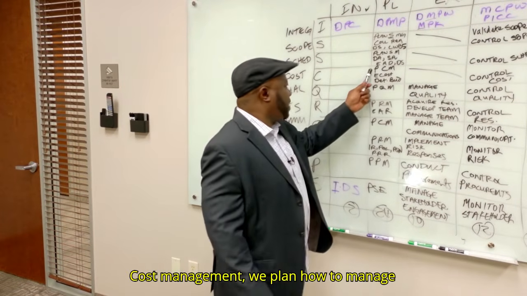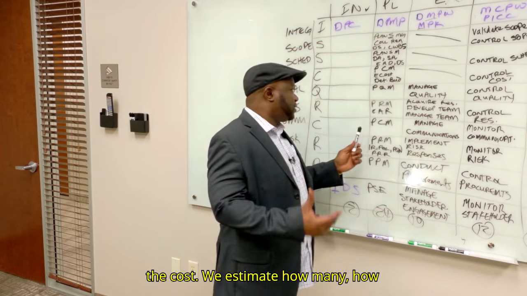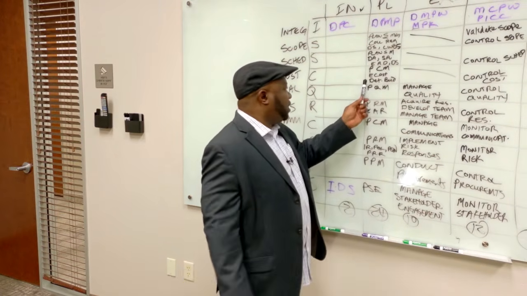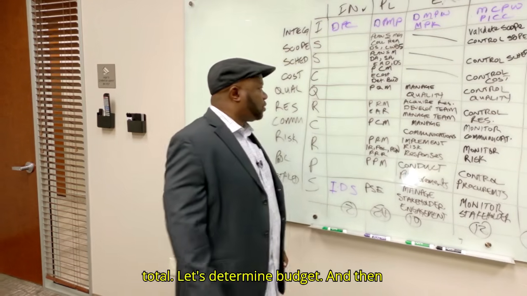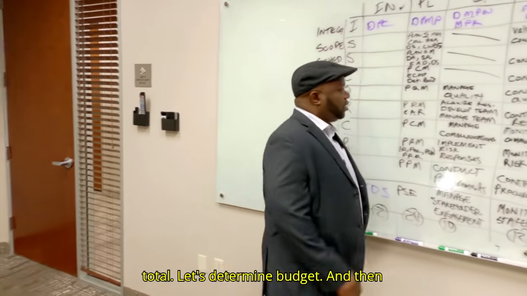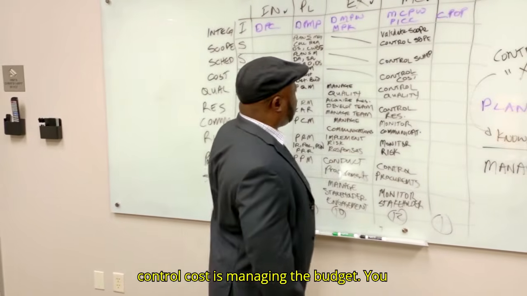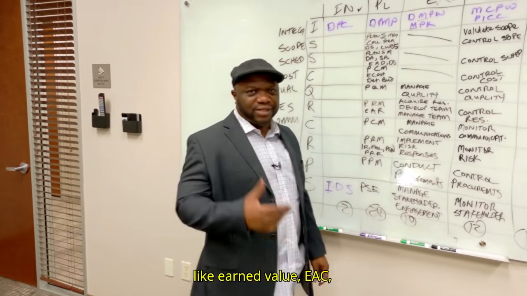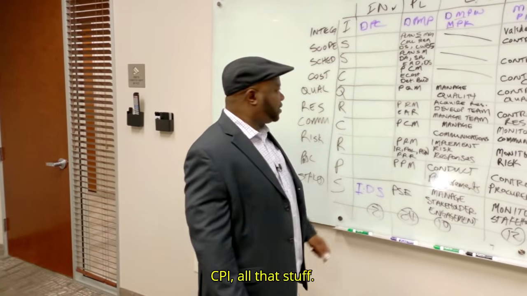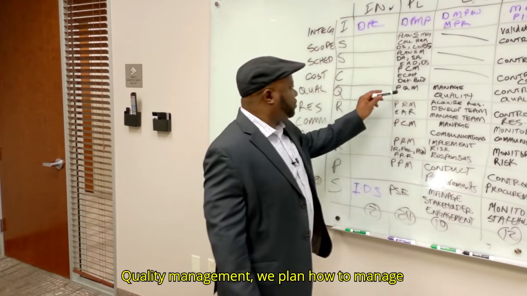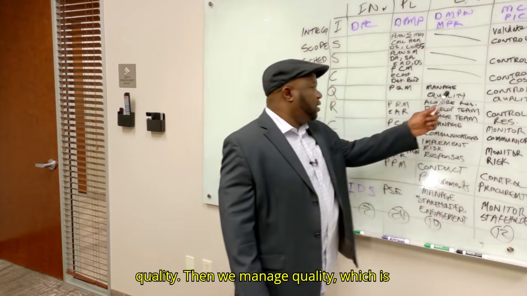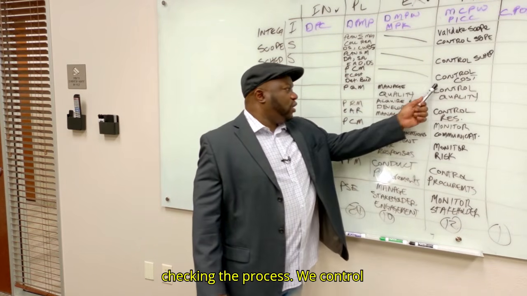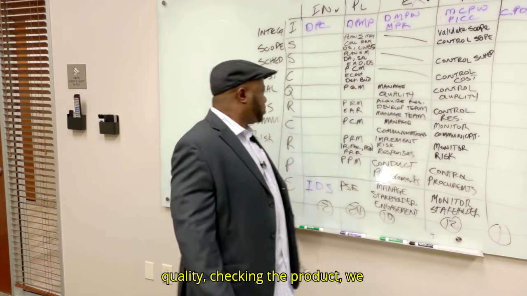Cost management, we plan how to manage the cost. We estimate how much money we need for each task, and then we roll it up into a final total that's determined budget. And then control cost is managing the budget. This is where we talk about things like earned value, EAC, CPI, all that stuff. Quality management, we plan how to manage quality. Then we manage quality, which is checking the process. We control quality, checking the product.